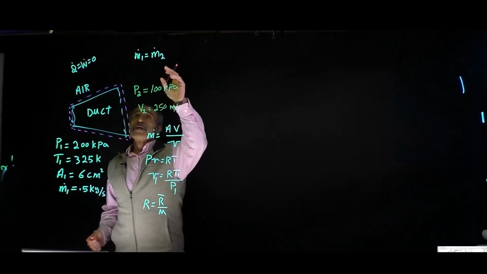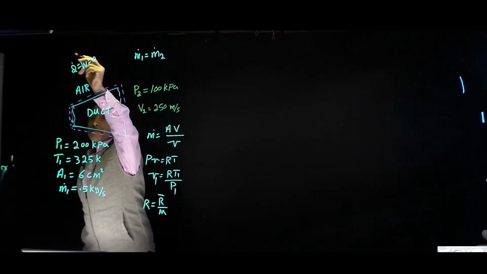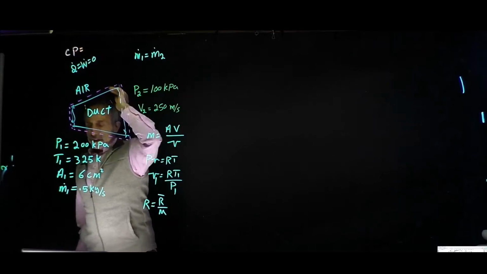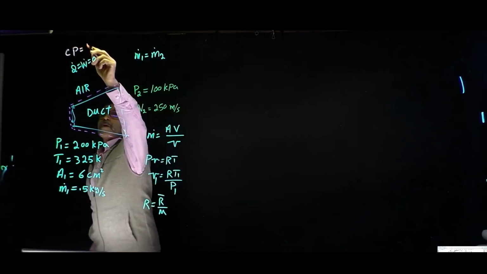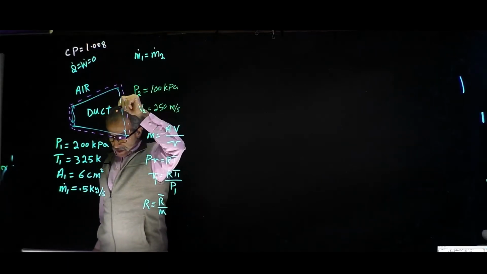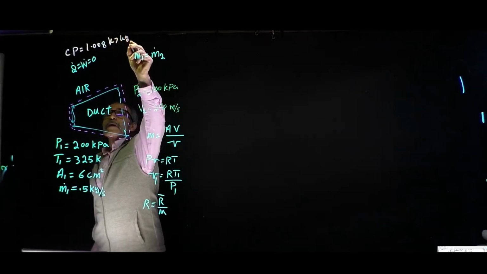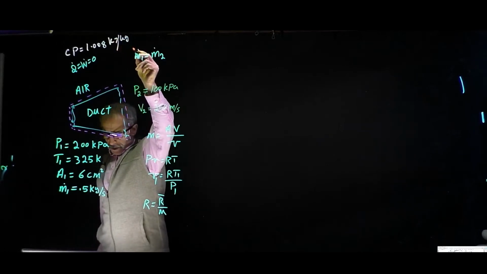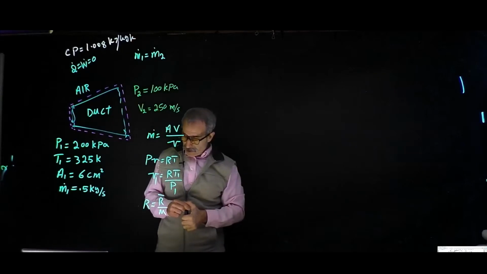Another piece of information given to us is Cp, which is right here. Cp is given as 1.008 kilojoule per kilogram Kelvin. So we have that information.